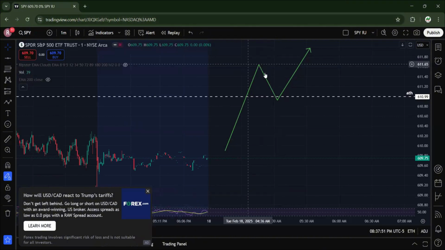bullish hammers, bullish engulfings, those big green candles with volume. That's what we want to see on the retest. Those are the types of things that you want to see for you to enter the trade.